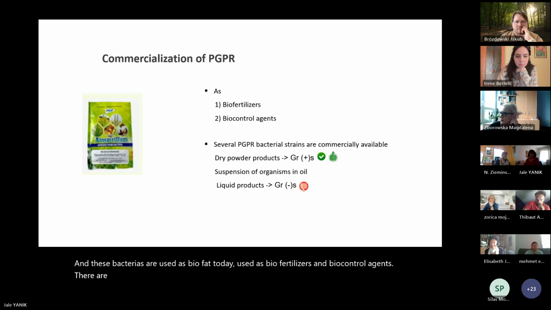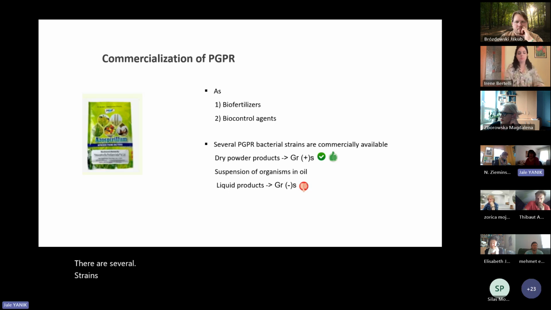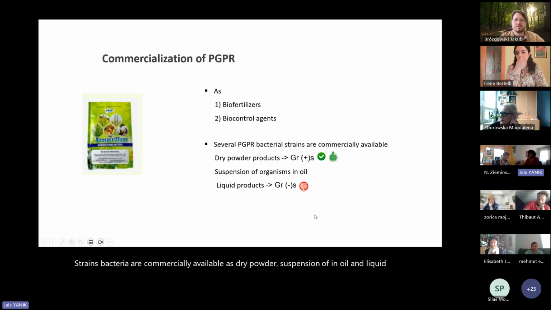Several strains of bacteria are commercially available as dry powder, suspension in oil, and liquid form products.